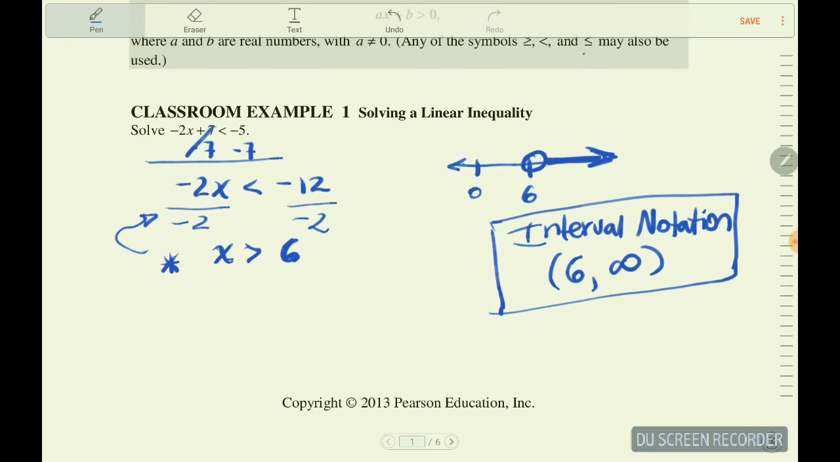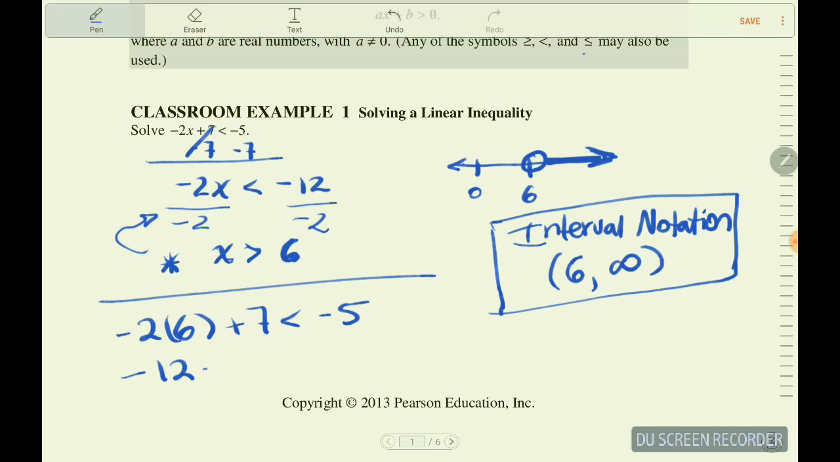To do that, we are going to take our original inequality and insert the 6, and just make sure that after we simplify, the final statement is a true statement. Now notice that when I plug in 6, I don't get a true statement, right? -5 is not less than -5. And I have not included 6 in the solution set, so this confirms that it was a good decision not to include 6 as one of the possible answers.